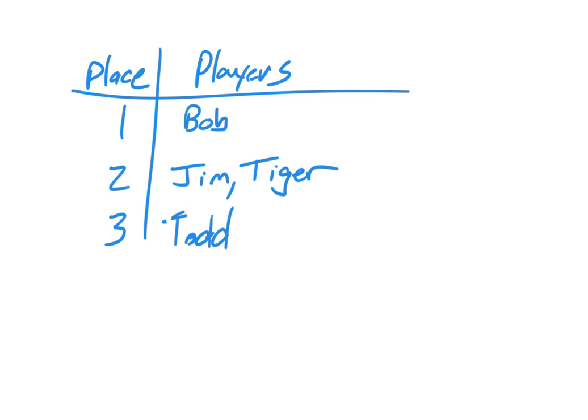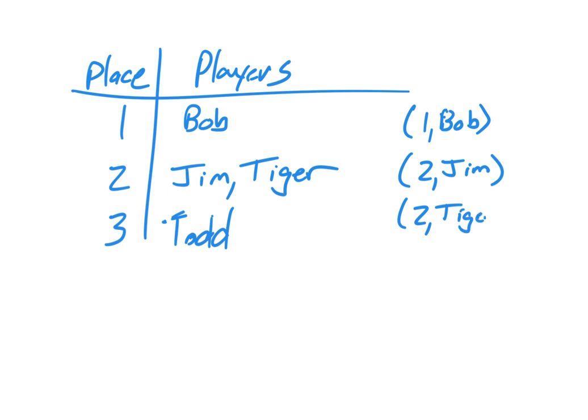He was the only one, okay? Now, what would be helpful in some of these cases, and the reason why this is a little bit different, first place goes to Bob. And this is where it gets a little bit different. Second place went to Jim, but second place also went to Tiger. And then third place went to Todd.